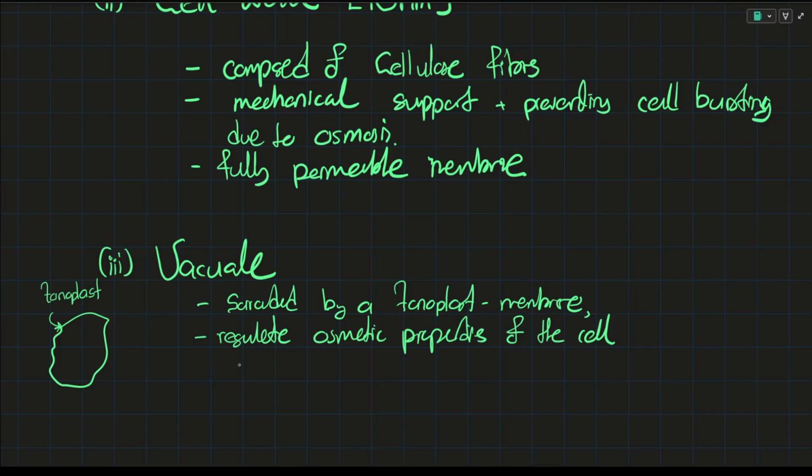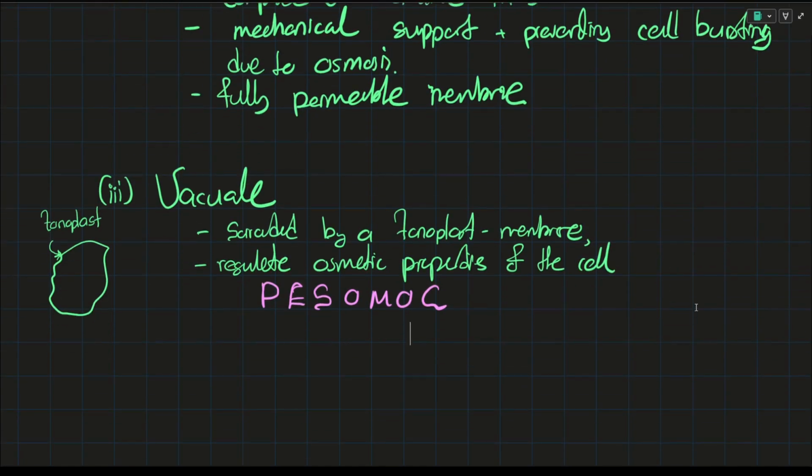A small thing to remember is this: P-E-S-O-M-O-C. Pesomok. What in the world am I talking about? Sometimes your theory questions ask you something like this: name 5 or 6, list 6 structures, solvents, solutes, and minerals present in the plant vacuole. In that case, you can say that we have pesomok.